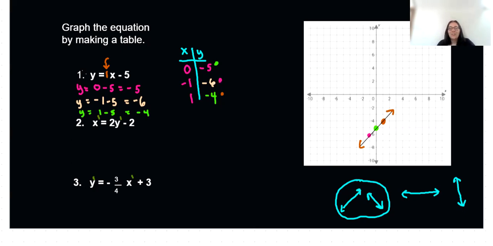All right, so think about what I did. I picked 3 points for x. It doesn't matter which numbers you use. I put them in the equation and found the y values, and then I graphed them. That's all there is to this. Let's take a look at the next one.